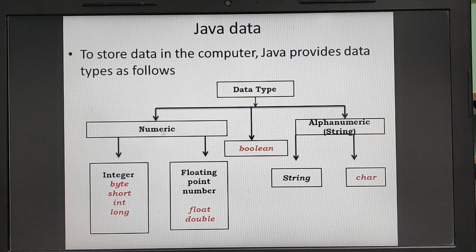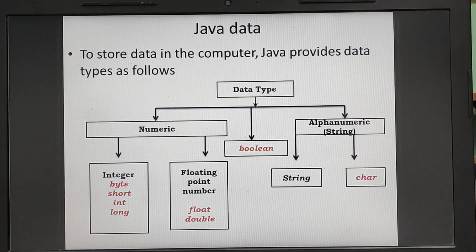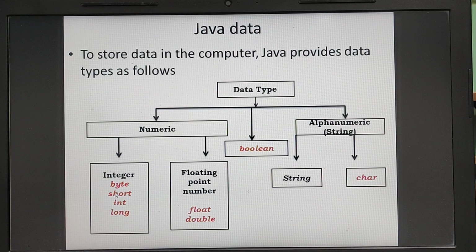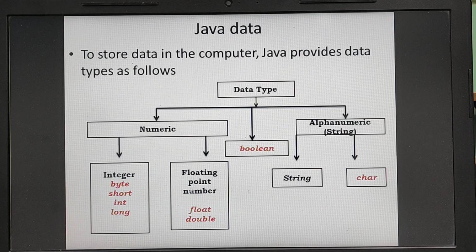If the data is numeric, that's a pure number that can be used for any calculation. If I have to store numbers, then I need data types. There are various data types given. According to Java, there are two different types of number, one being integer, another is decimal. Integer is a whole number, decimal is also known as floating point numbers.